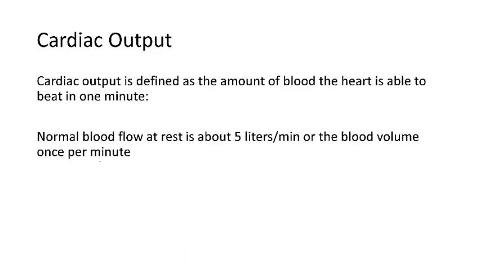So finally, let's consider cardiac output. Cardiac output is defined as the amount of blood the heart is able to beat in 1 minute. And normal blood flow at rest is about 5 liters per minute, which also just happens to be the normal blood volume. So we basically circulate the blood volume about once every minute at rest.